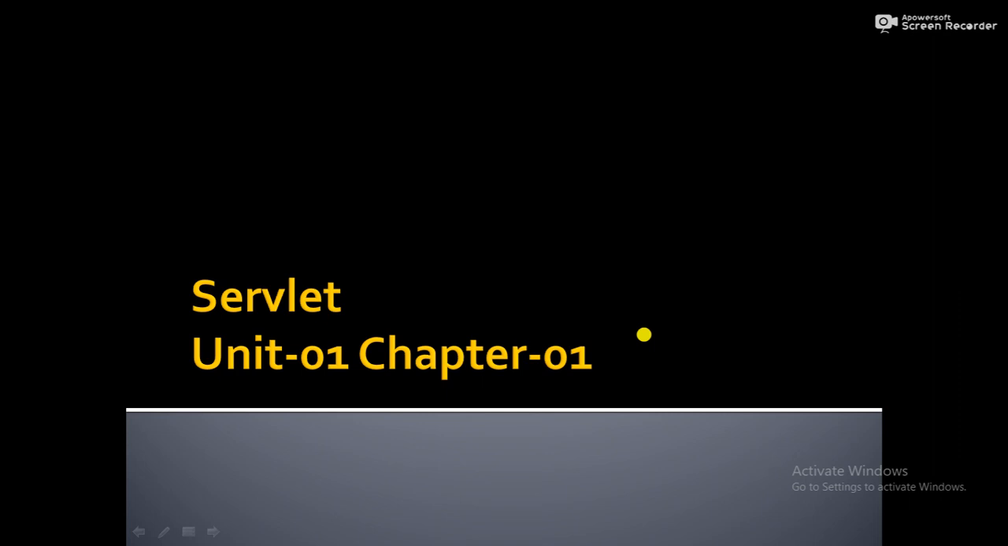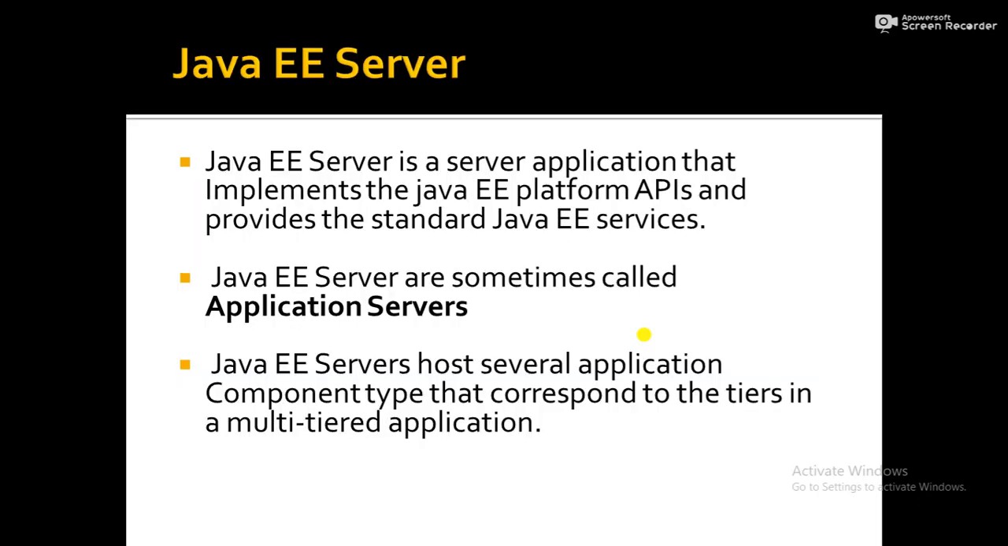So here is our subject, Enterprise Java, and we are going to study our Unit 1, that is Servlet, Chapter 1. One by one, we'll go on studying the topics of servlets. In servlet, first of all, the point is Java EE server. What is the meaning of Java EE server and what does it include? In short, we are going to study that today.